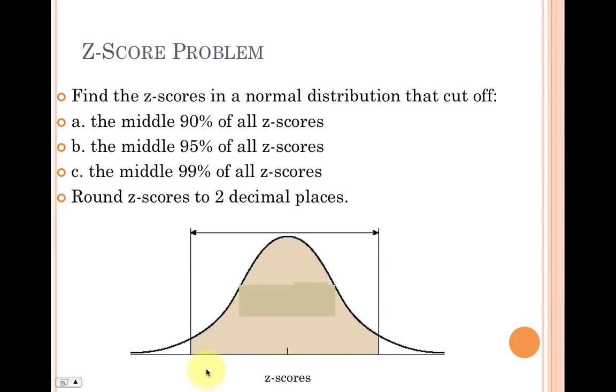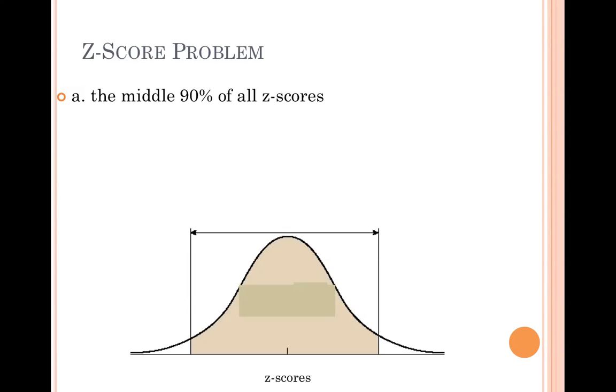And what we're asked to find is the z-score on the far left that cuts off the bottom unshaded tail from the middle shaded area, and the z-score on the right here that cuts off the middle shaded area from the top unshaded tail. So to find these two z-scores, we have to use invNorm, and we're going to involve the area to the left of that unknown z-score.